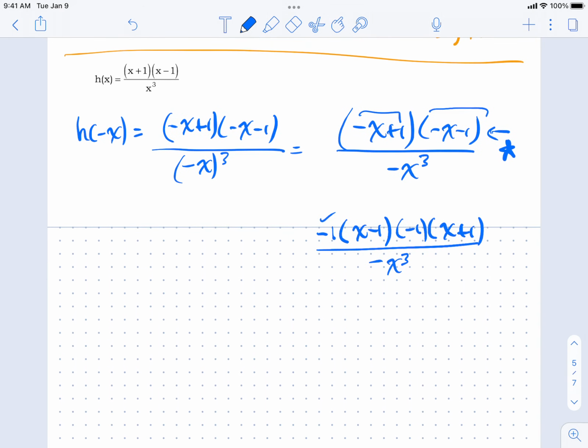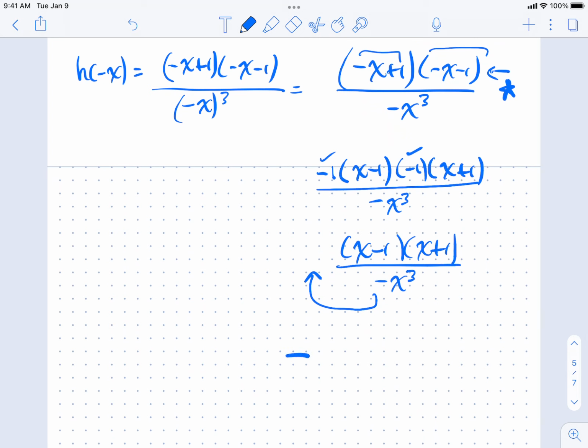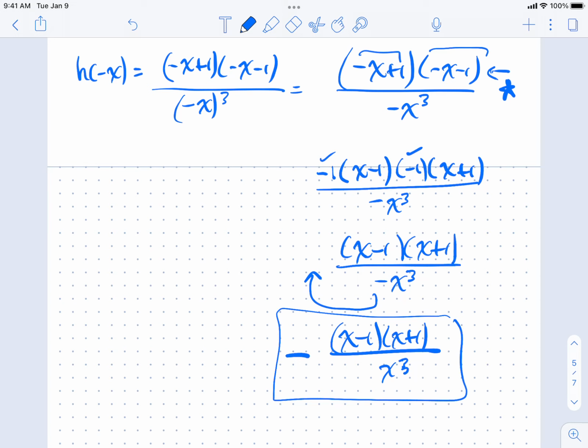Notice that this negative 1 and this negative 1 cancel, so I've got an x minus 1, and an x plus 1, over a negative x cubed. And this negative can come right out to the front. So I've got a negative in front of an x minus 1, an x plus 1, over an x cubed. So in other words, clean up your stuff. Take your results and massage them a little bit. Try to simplify them. Make them look good. Okay, this is a good looking result. So this is what my h of negative x is.